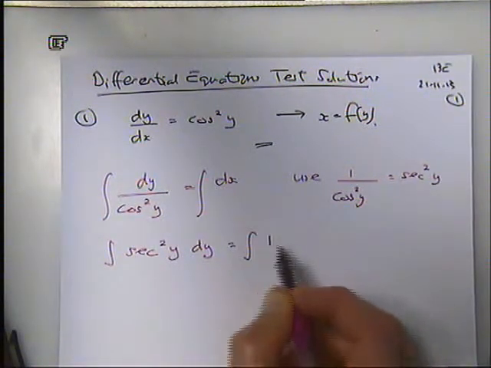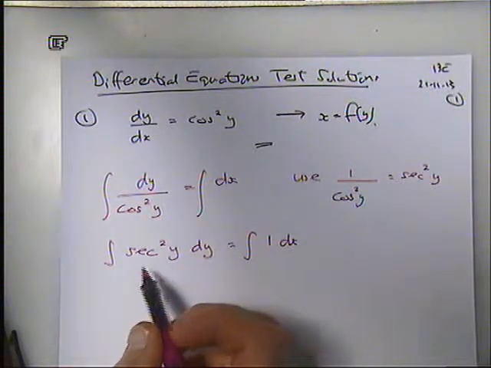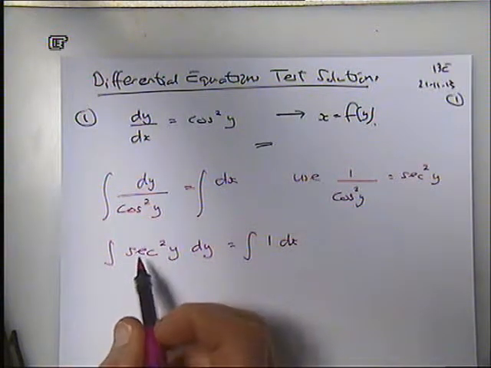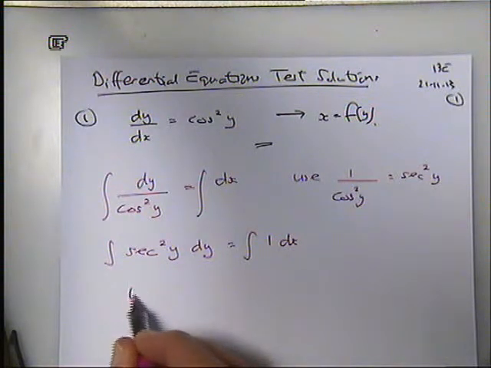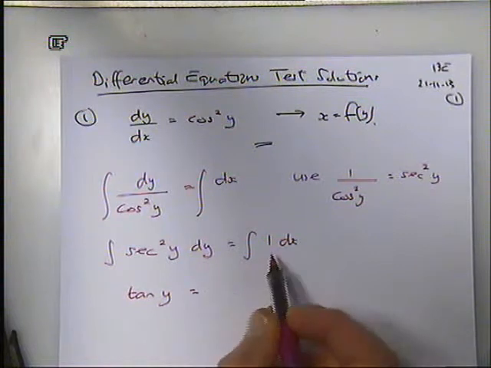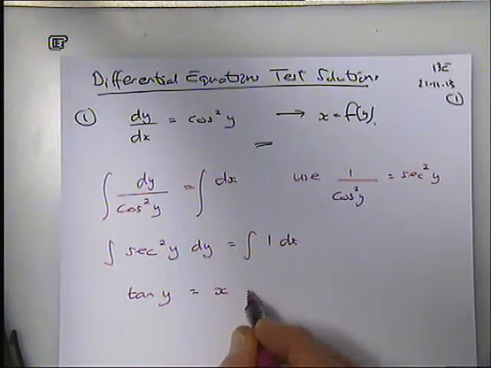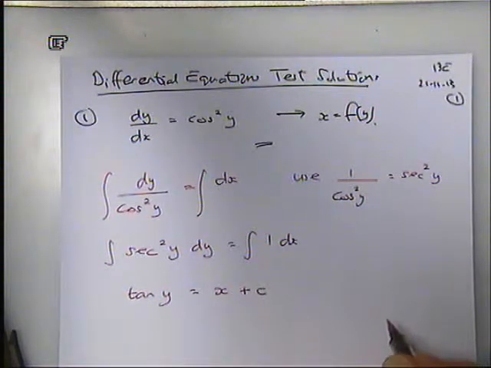And over here you can put a 1 in there if you want to. That's when you can use the formula book. If you look in the formula book, it tells you that when you integrate sec squared, you get tan. And on the right hand side, integrate 1 with respect to x, you get x. And I finish my integration, so I need a plus c.